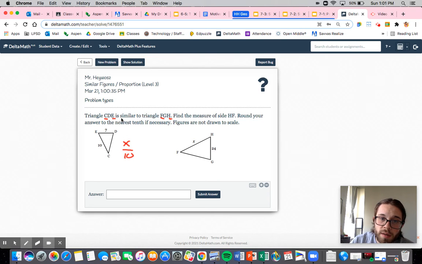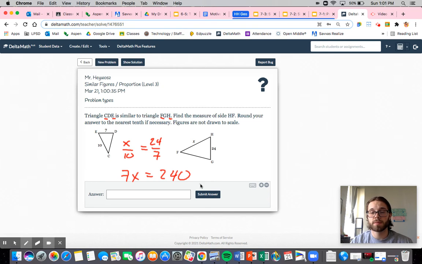Now ED would correspond to GH, right? And if I put the 10 in the denominator here, I need the 7 in the denominator here. You have to be consistent. It doesn't matter if you put them in the numerator or in the denominator. It just matters that you are consistent with where you put them. We're still cross multiplying, so it shouldn't matter otherwise, but just be careful. So that's going to be 7x is equal to 240.